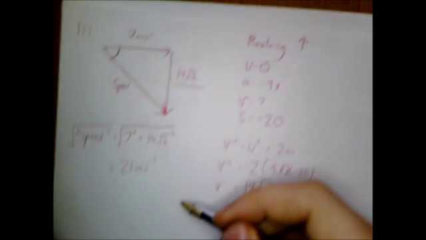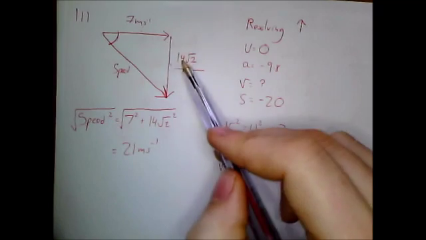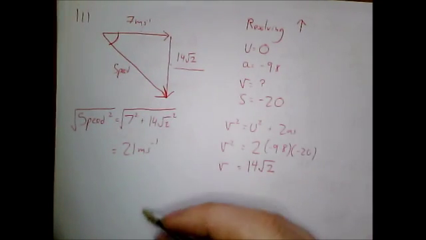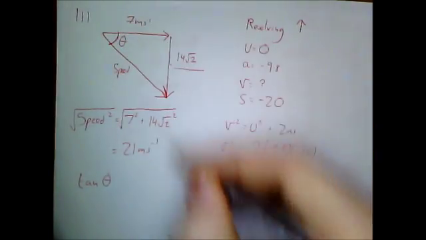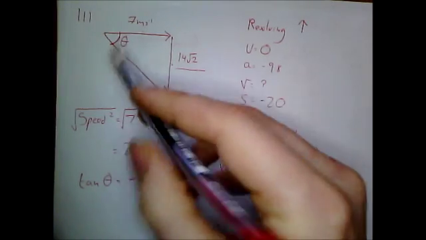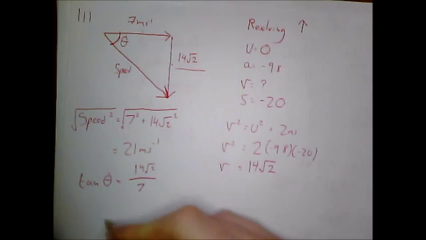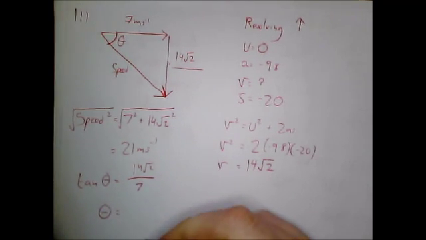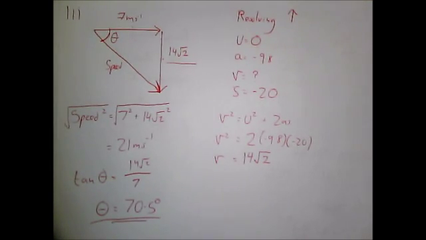Then just use trigonometry to get the angle. We'll use the original values that we've got here, we won't use this one. So tan theta equals the opposite over the adjacent, 14 root 2 over 7. Using inverse tan, you should get a value of 70.5 degrees. And that's job done for question 6.